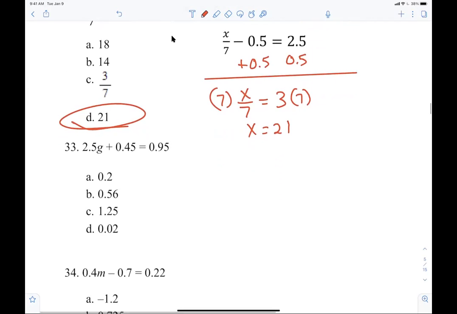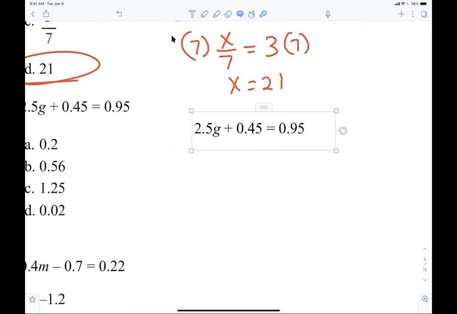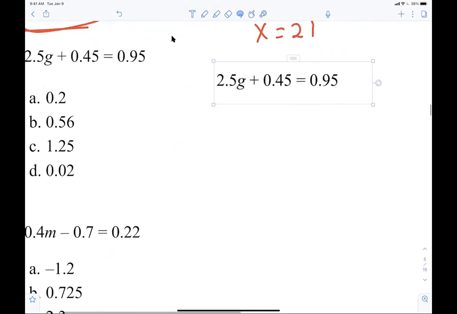All right, here we go. 33 is a little trickier because the decimals are a little bit trickier. So Tyler, you ready? What am I doing on 33?